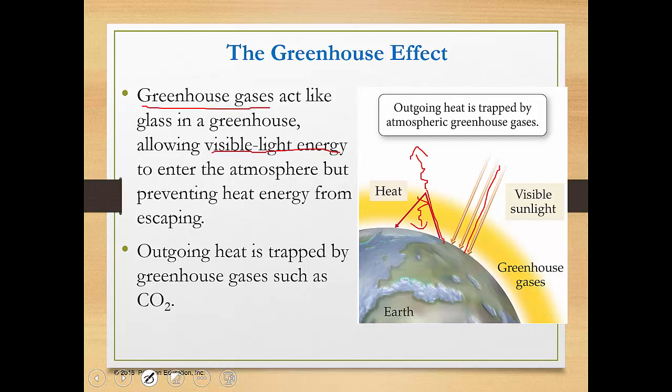We don't want it all to escape, because that's what makes Earth habitable for us: we do have a particular temperature that works for us. But with carbon dioxide, it adds like an extra layer of that glass. So there's this insulation layer now, and even more of the heat is being trapped and focused back to Earth.